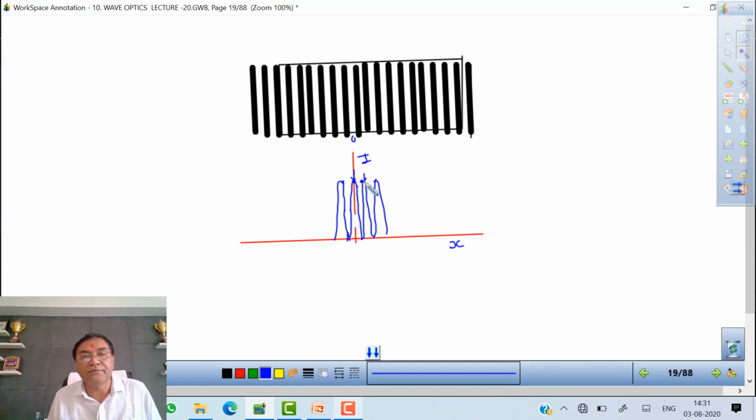So intensity versus distance graph. The intensity of all the bright fringes is equal, and the width of all the fringes is also equal. This is 0, this is 1, this is 2, and this is 1, this is 2. There is no 0th-number dark fringe. Be careful.